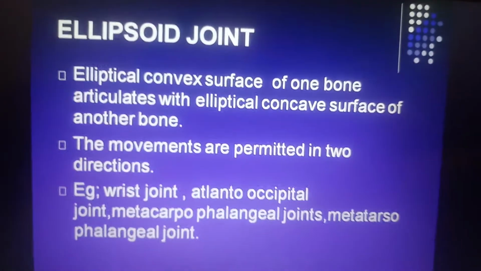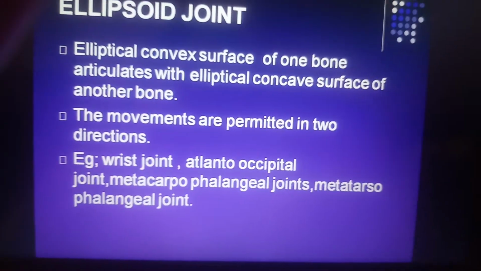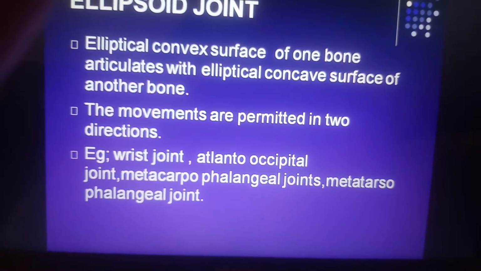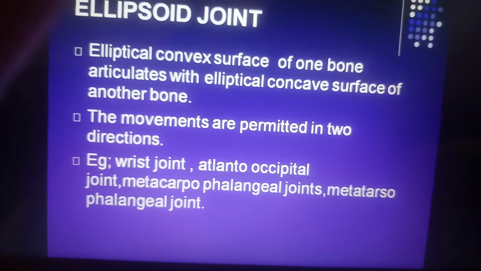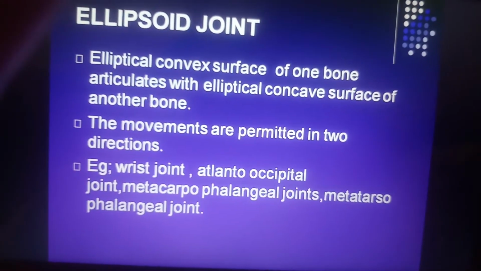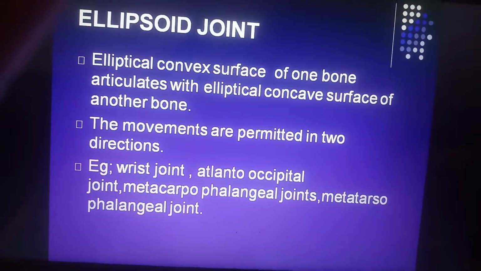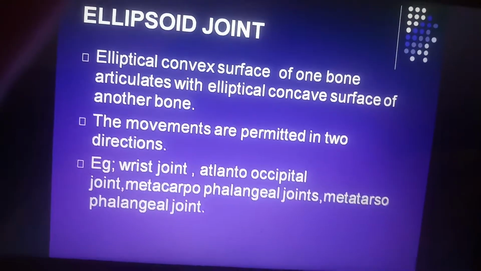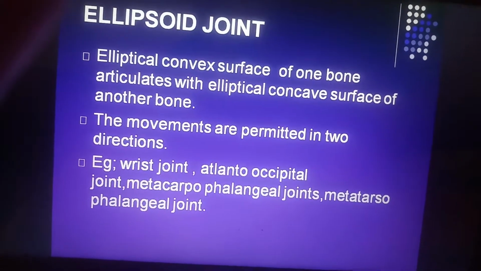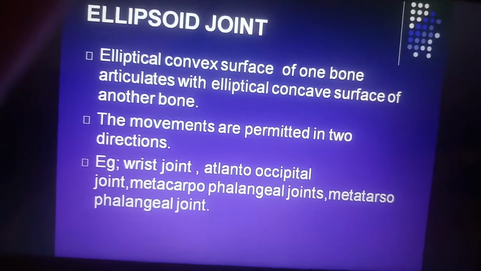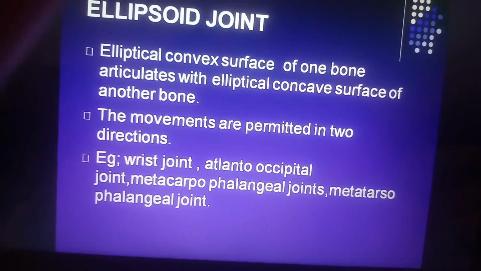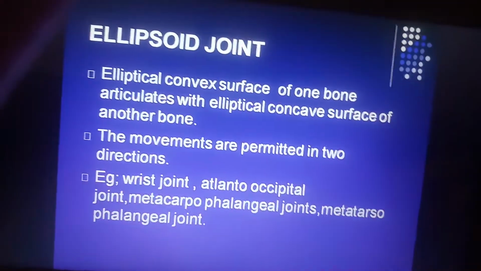Next is the ellipsoid joints. Ellipsoid joints have the elliptical convex surface of one bone which will articulate with the elliptical concave surface of another bone. So the articular surfaces are concavo-convex. One has the convex surface and the other has the concave surface, but these are of elliptical shape.